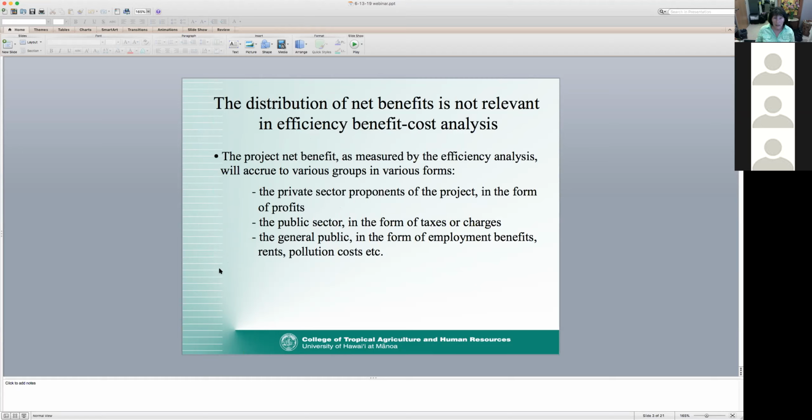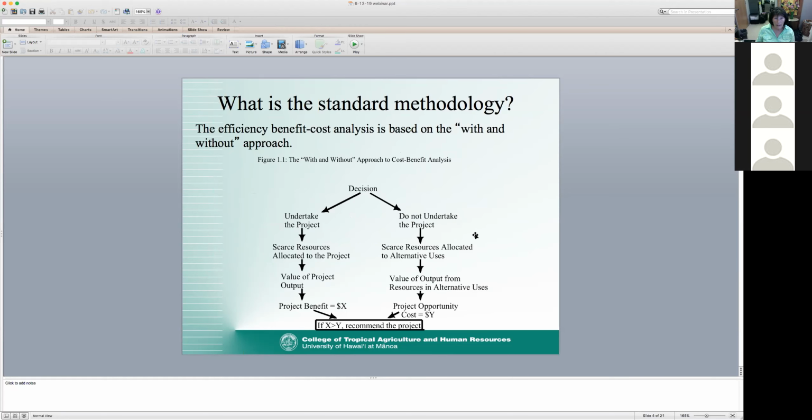So again, the distribution of the benefits of the project is not really what we're talking about. Again, we have this set distribution that we've discussed: the private, the public, and the general public. So that's from the project, but we're not really looking at that here. We're just trying to figure out how do we value these resources when we do our net benefits.